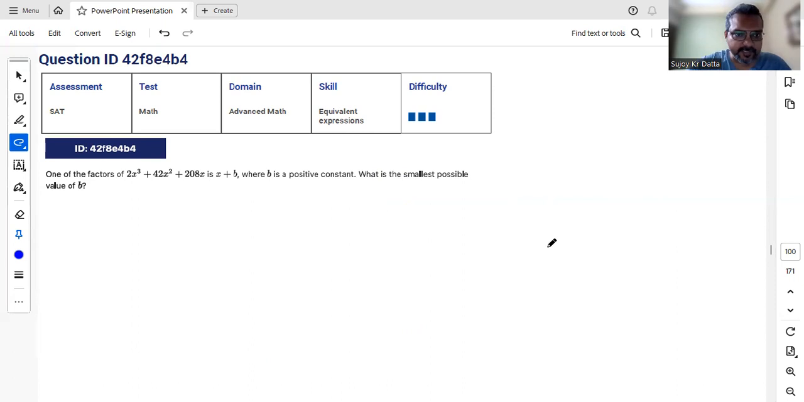So one of the factors of this is x plus b. What is the value of b? Smallest. Okay, so let's factorize this. Clearly 2x will go common. You will get x squared plus 21x plus 104.